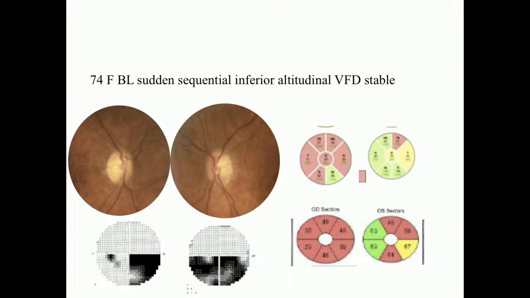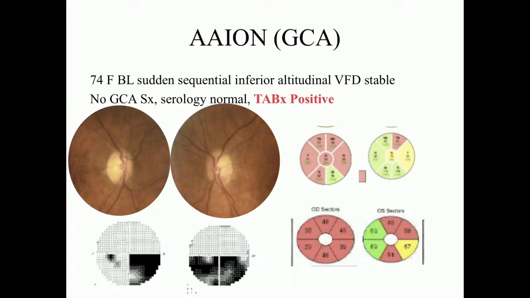And if you look in the old charts, the patient had swelling with each episode of the optic nerve. So this is ischemic optic neuropathy that just healed with cupping. So it's important to ask about GCA and check for serology for GCA. And despite having no symptoms and a normal serology, the fact that it was bilateral and that the patient healed with cupping made me think that let's just do a temporal artery biopsy. And it was positive for giant cell arteritis.